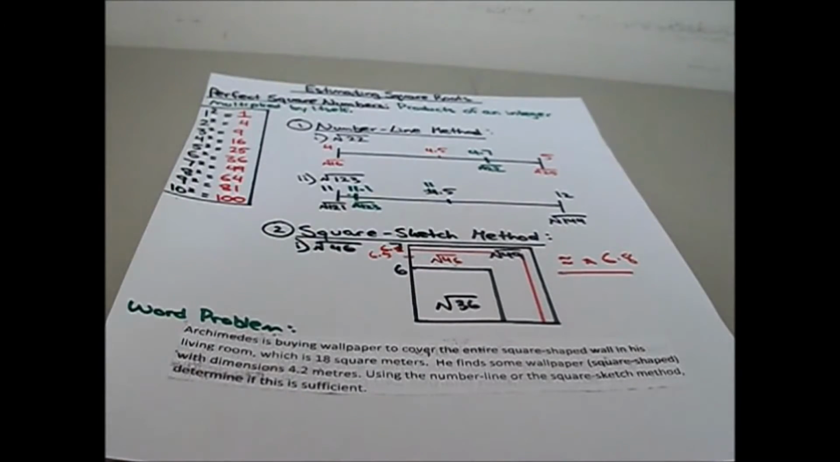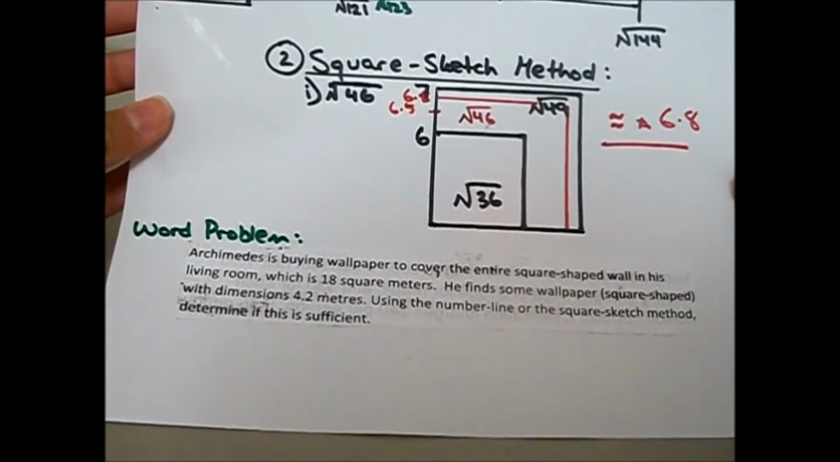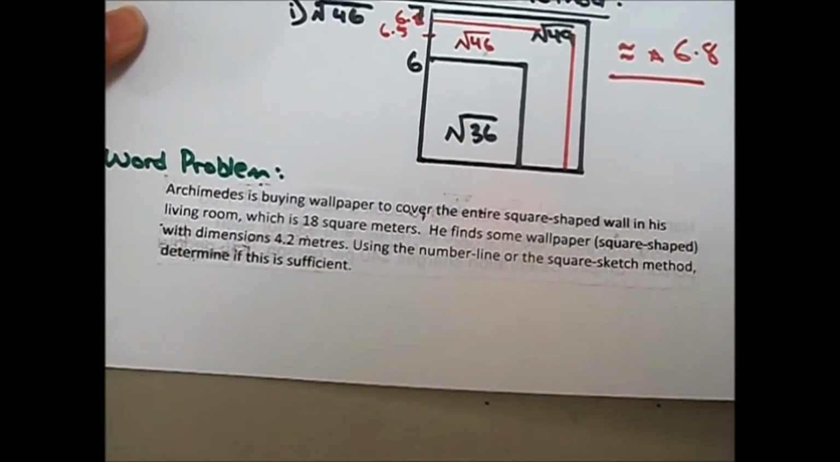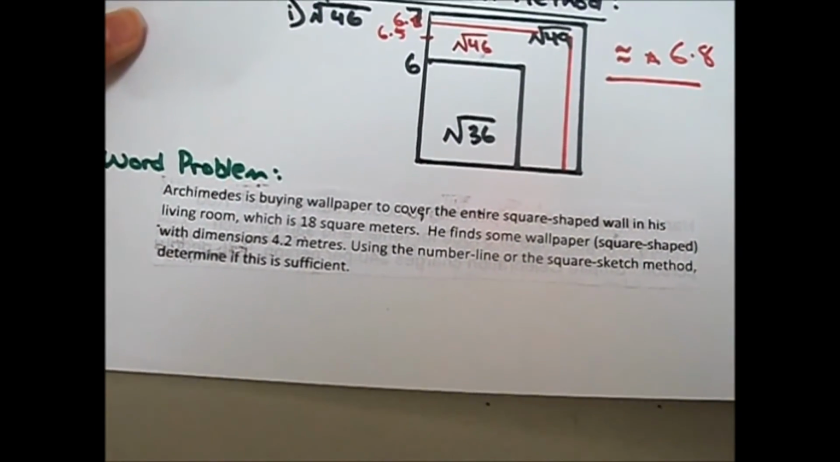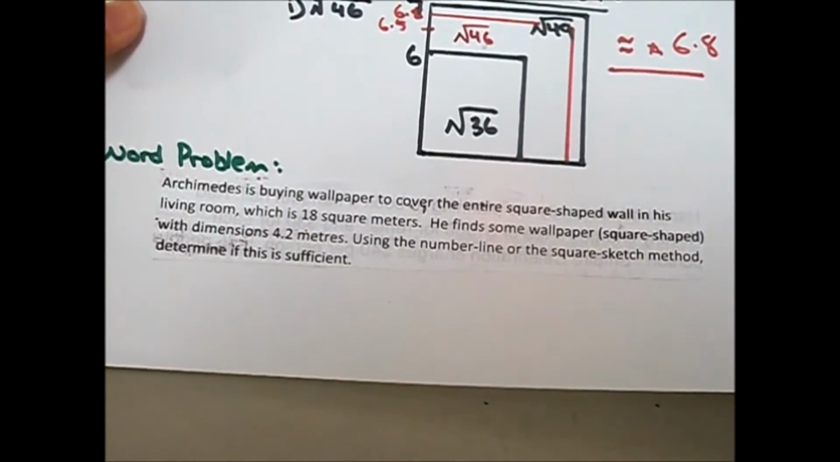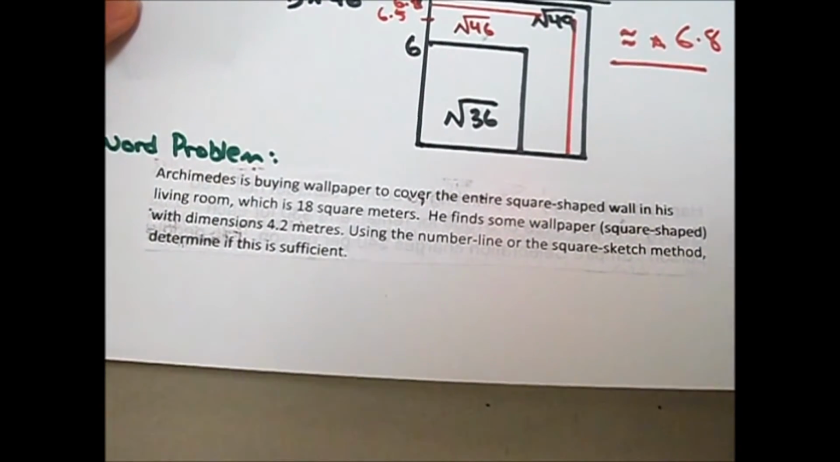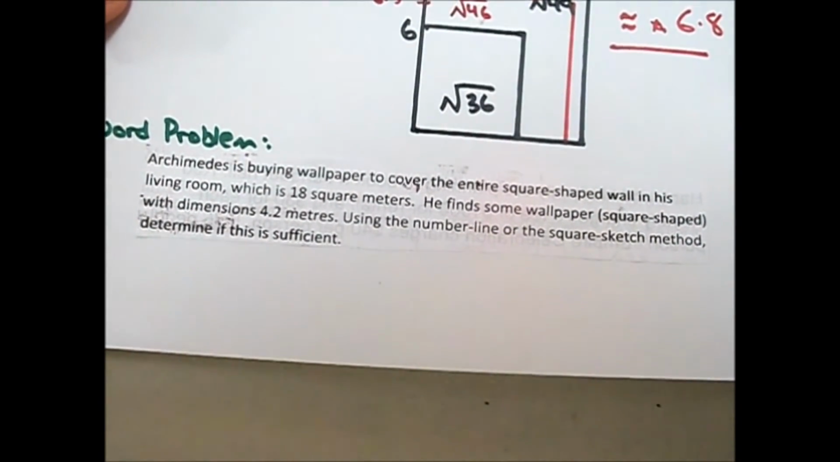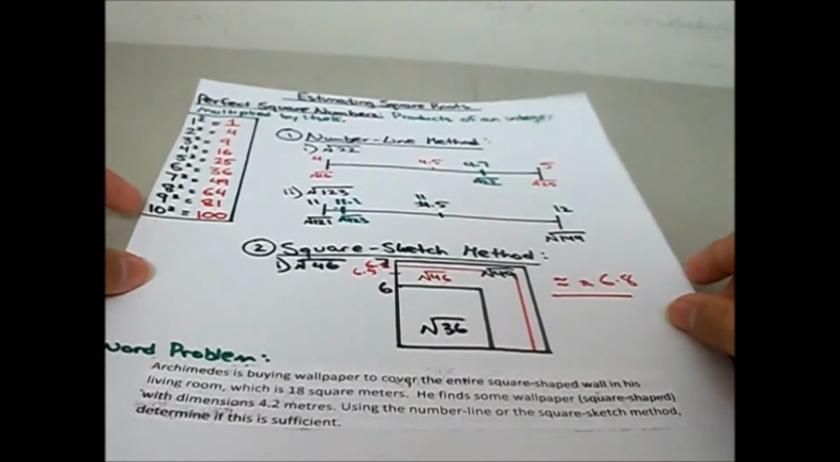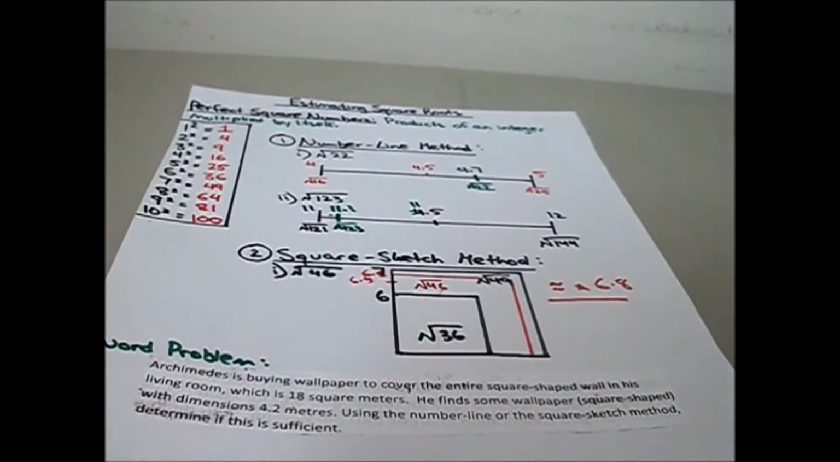Now I have a word problem here. I'm giving it to you to solve. Archimedes is buying wallpaper to cover the entire square-shaped wall in his living room, which is 18 square meters. He finds some square-shaped wallpaper with dimensions 4.2 meters. Using the number line or the squared sketch method, determine if this is sufficient. I'm going to be posting my answers in the comments below sometime around next week.